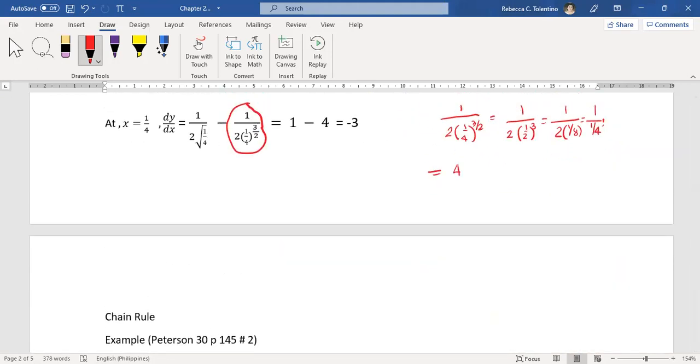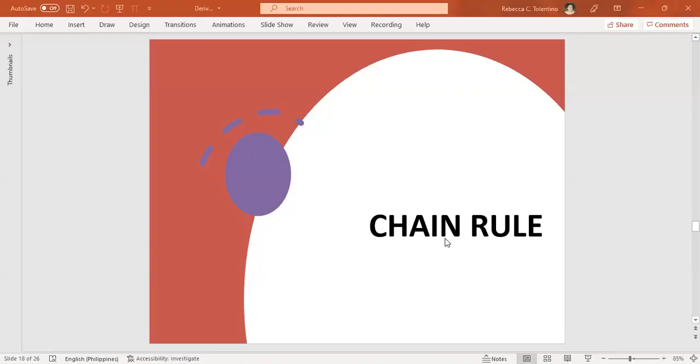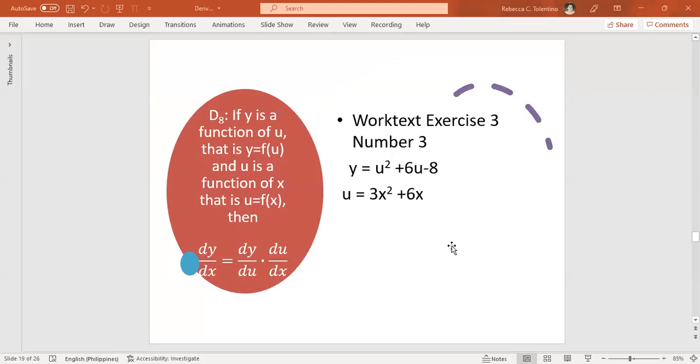This one is about the chain rule. Now we go to the chain rule. The chain rule is when you have a function expressed as y a function of u and u a function of x. So dy over dx is the product of dy over du and du over dx. As an illustration, we have y equals u squared plus 6u minus 8 and u equals 3x squared plus 6x. To differentiate this, we need to find dy over du.